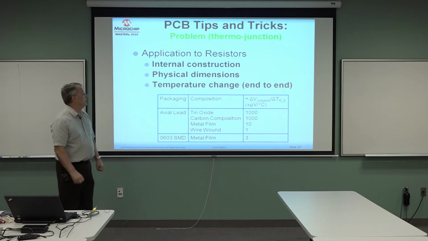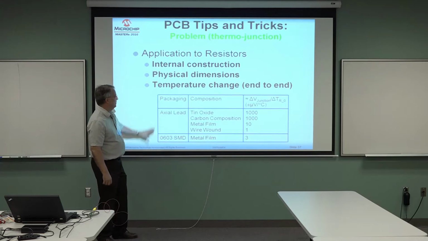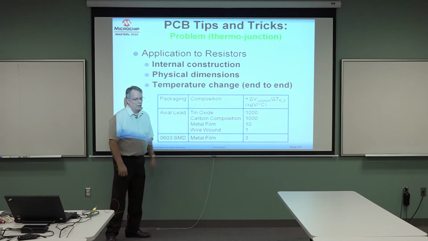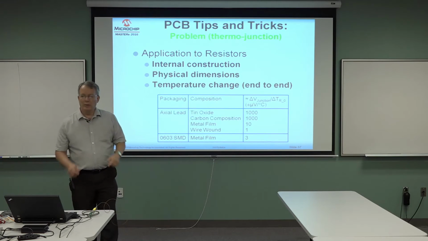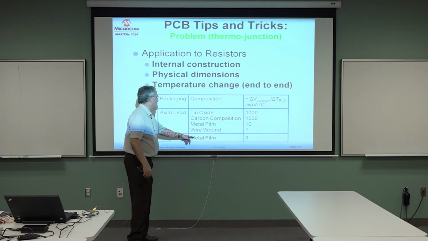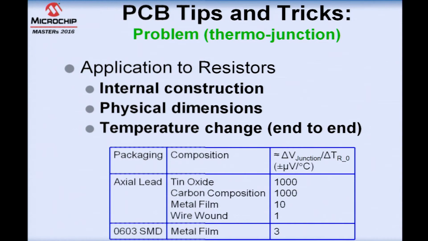A third piece of information that we need is that different types of resistors behave differently. So I picked up some of this information. All the information in this area is from older literature, back in the day when axial leaded resistors were very common. I've added this one piece of information on a 0603 surface mount resistor just as a comparison to make it more modern. You'll notice that the tin oxide and the carbon resistors have very high coefficients. And this coefficient is the change in voltage divided by the change in temperature across the ends of the resistor. Metal film is better.